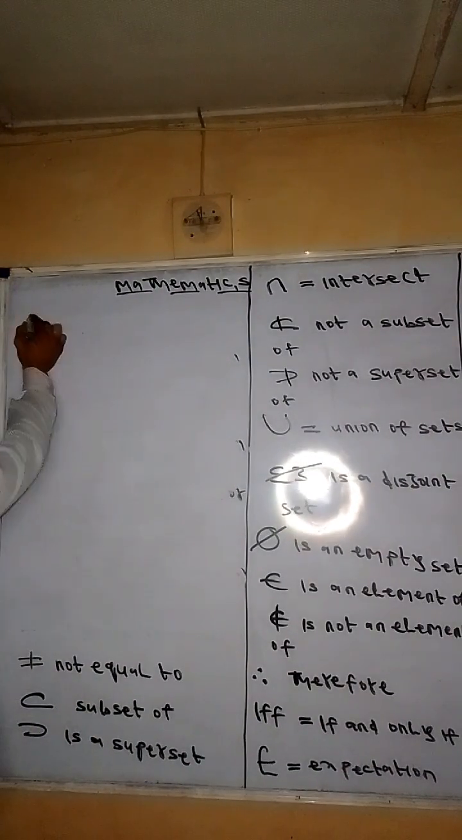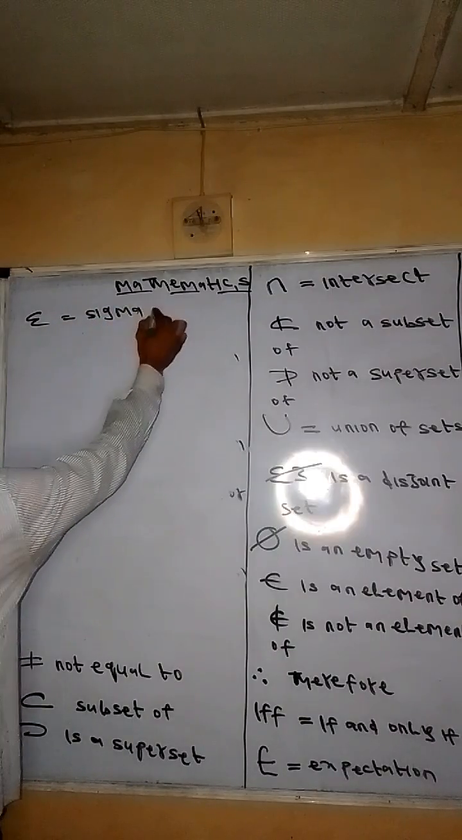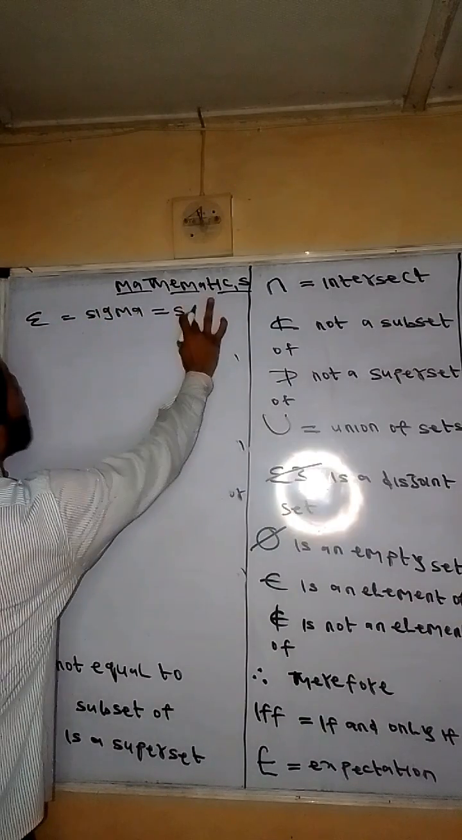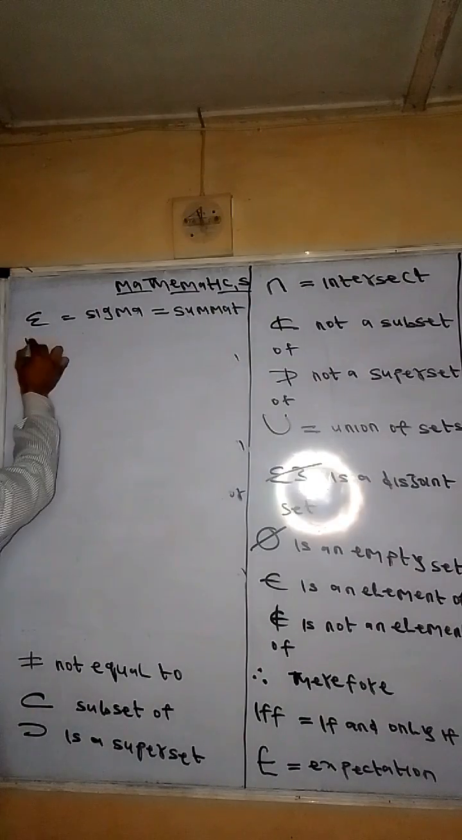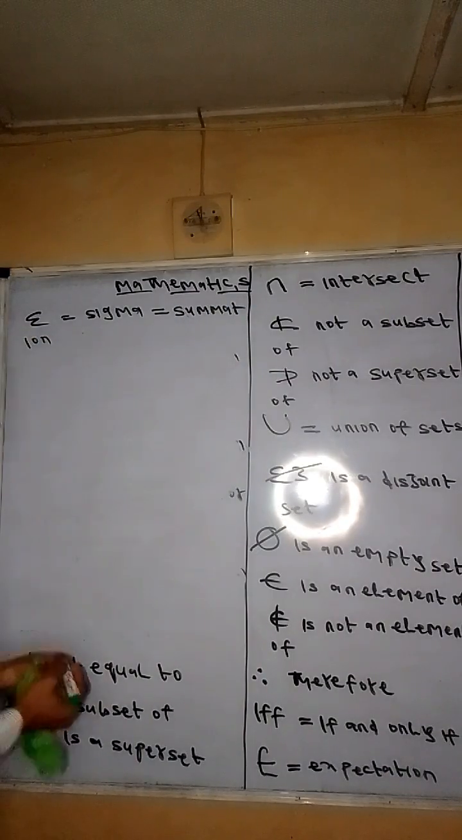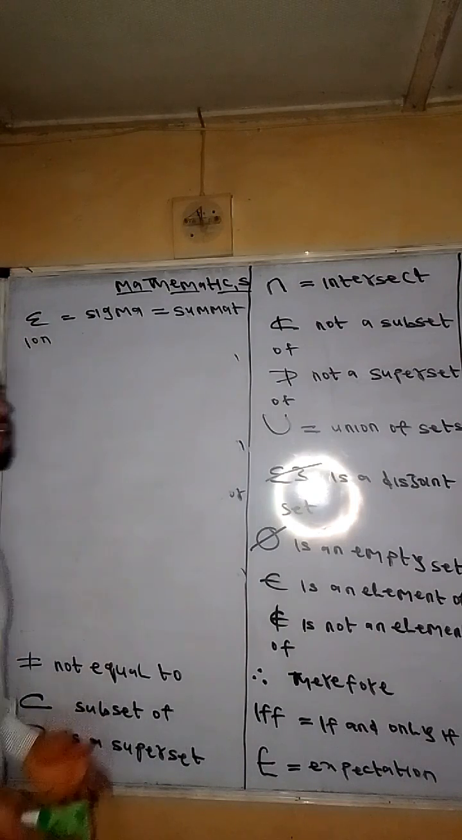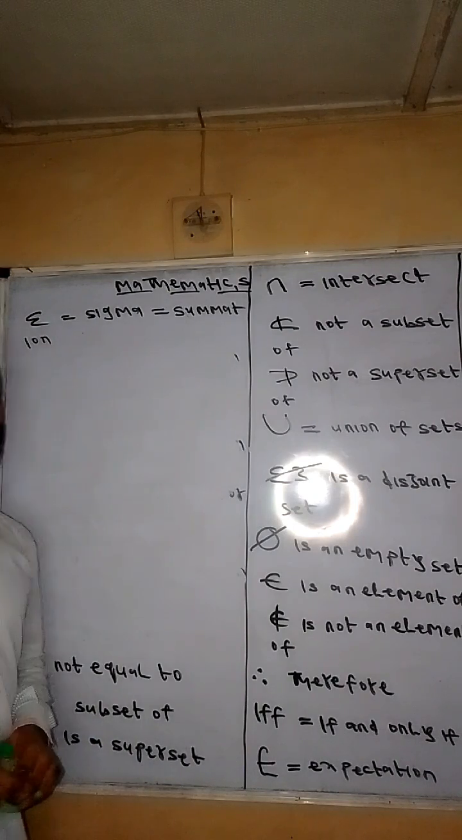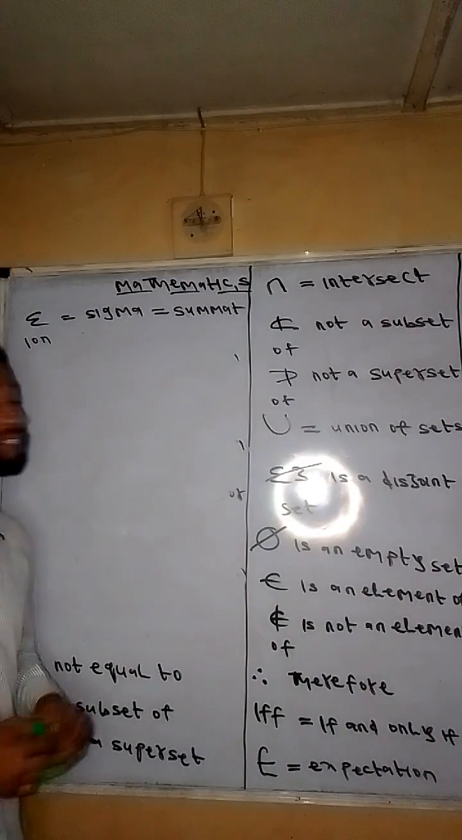Now, if we see something like this, this guy means sigma, which means summation. Sigma is summation. This guy is sigma and it is summation for discrete data. We use this guy in statistics whenever I want to get the sum of a given number of observations or a given number of data.